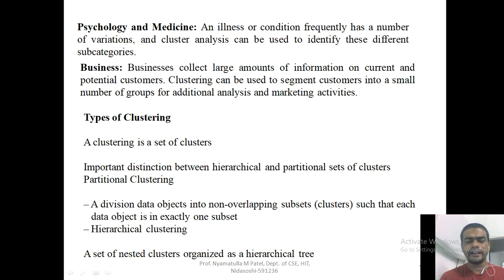So, then coming to another application of clustering, psychology and medicine. An illness or a condition frequently has a number of variations, and clustering analysis can be used to identify these different subcategories. So, in order to differentiate one disease from another disease, there also we can use the clustering analysis in order to identify illnesses or different conditions that have different numbers of variations.